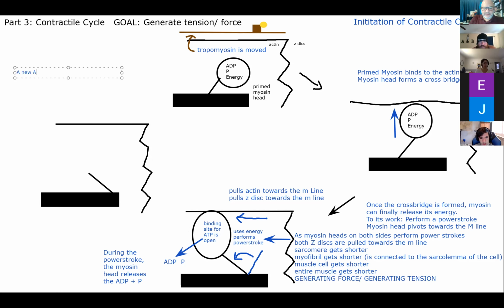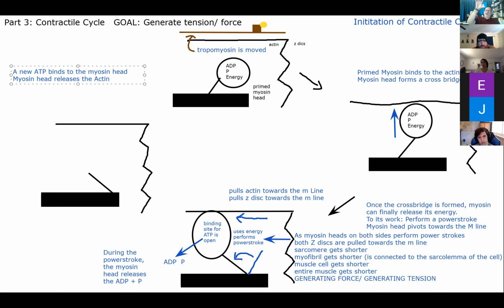A new ATP binds to the myosin head. When this occurs, our myosin head undergoes a conformational change. And as a result of that, the myosin head releases the actin.